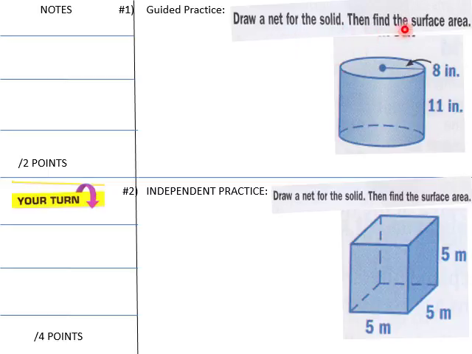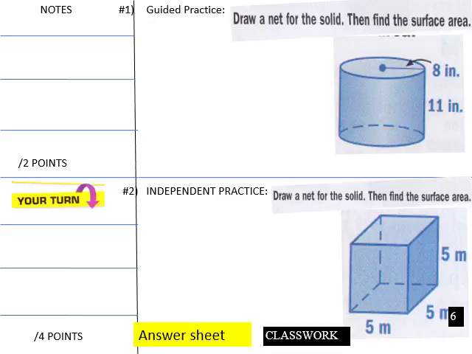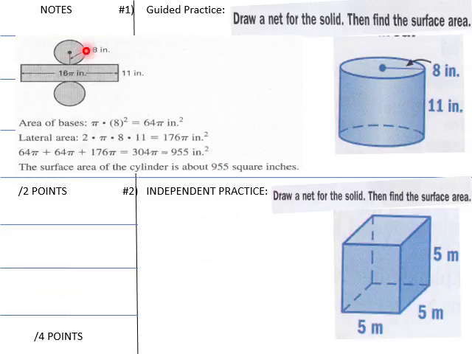Draw a net for the solid, then find the surface area. We have a cylinder, and students, you have, is this a square? It's a cube. So then draw a net of this, it is 5, 5, 5. So this is a cube. Find the surface area here, students. We're going to do this cylinder up here as our guided practice, okay? So here it is here. Here's our lateral surface. Here's our top and bottom.